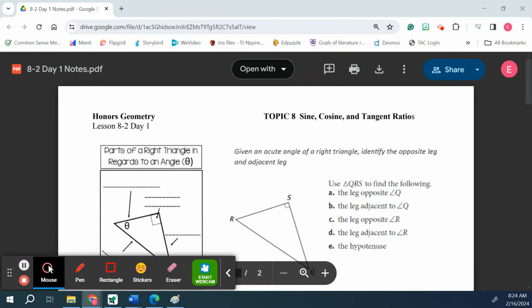Calculators. This is very important that you do. We need to get these calculators into degree mode. Okay.